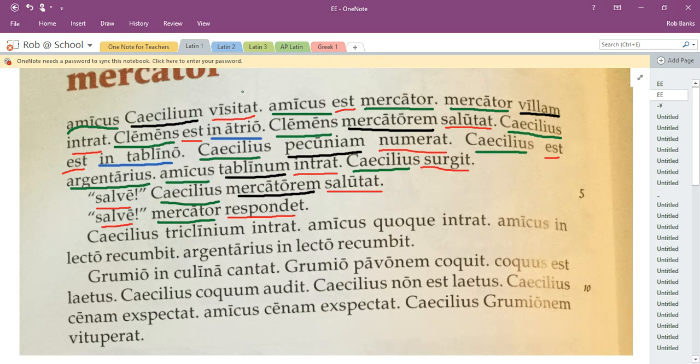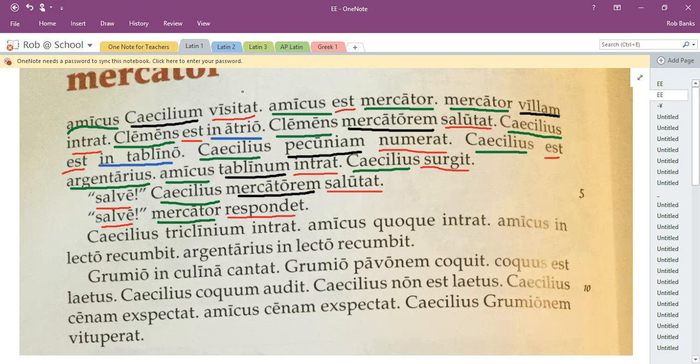Caecilius pecuniam numerat. So subject first, verb last. Caecilius numerat. Caecilius counts. And of course, am, that gets me by accusative. What's being counted, right? Caecilius counts pecuniam, the money. Caecilius est argentarius, so est is our equal sign again, right? So you have two nominatives. US is US, so Caecilius is a banker.